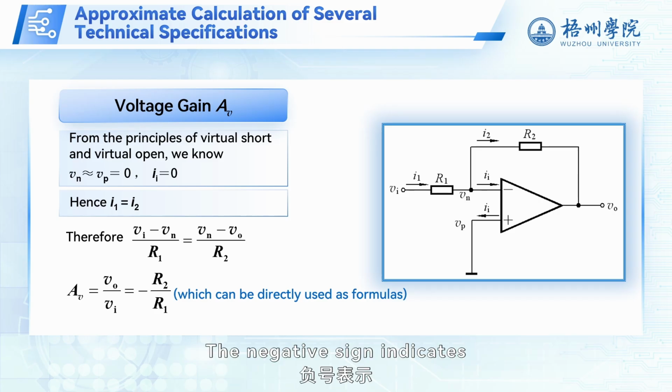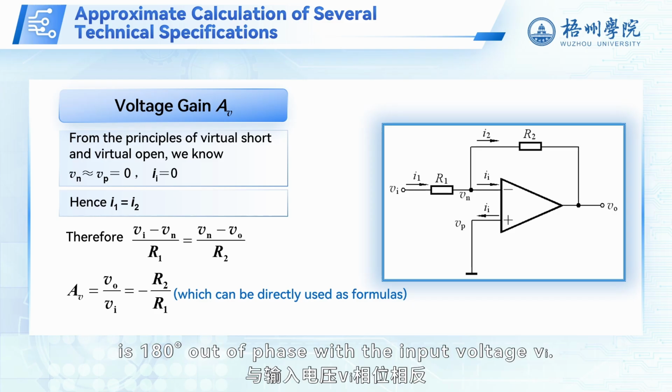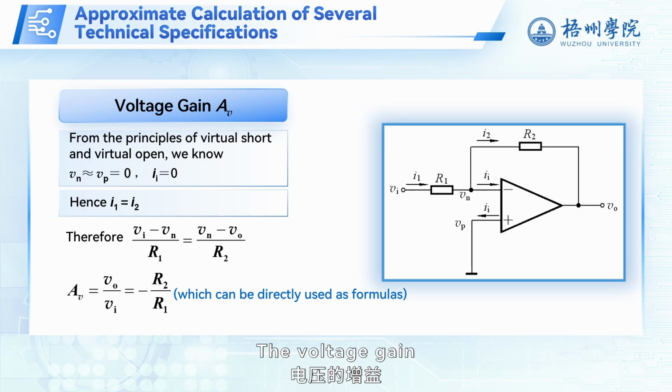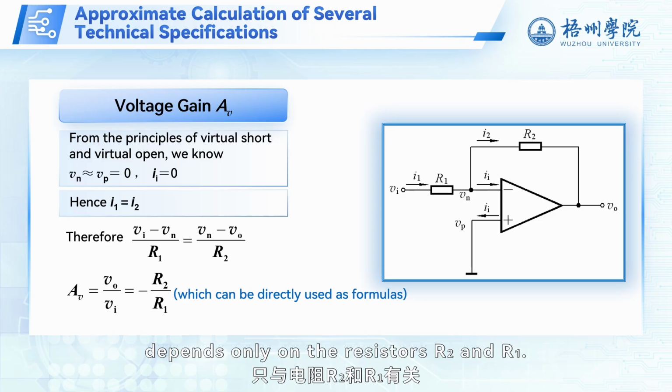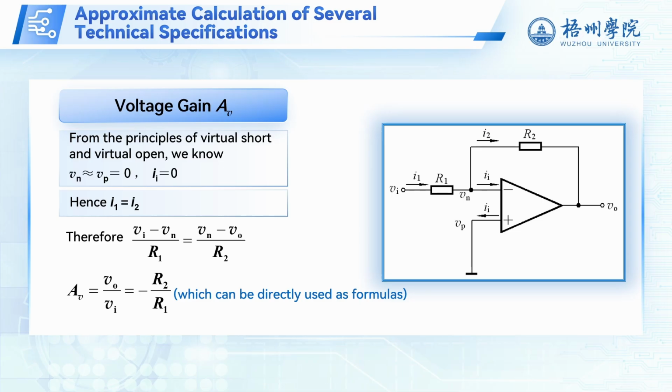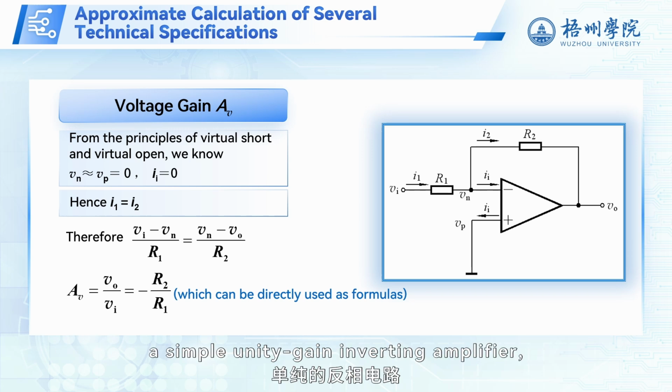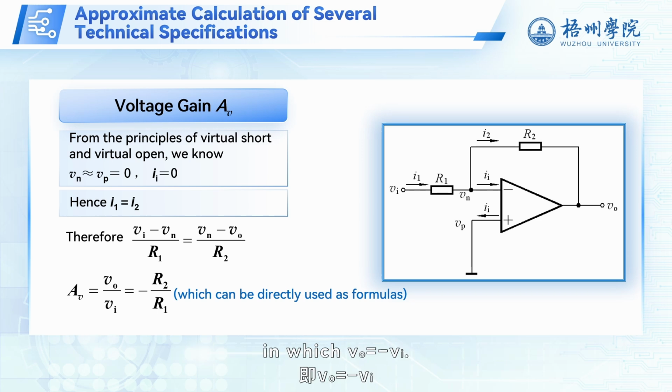The negative sign indicates that the output voltage Vo is 180 degrees out of phase with the input voltage Vi. The voltage gain depends only on the resistors R2 and R1. When R2 equals R1, the circuit becomes a simple unity gain inverting amplifier, in which Vo equals minus Vi.